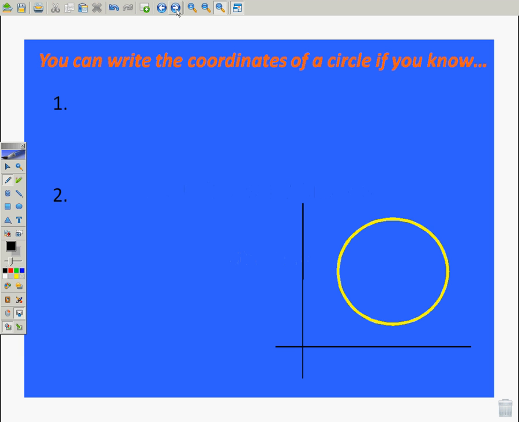Equations of circles. You can write the equation of a circle if you know the radius is the first thing we need to know. And we've discussed radius before because radius tells us how far each point on the circle is from the center. And that leads us to our second thing that we need to know. We need to know the center. Because if we know the center, we can write an equation for this circle.